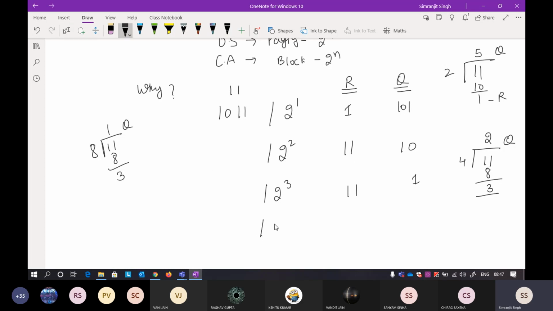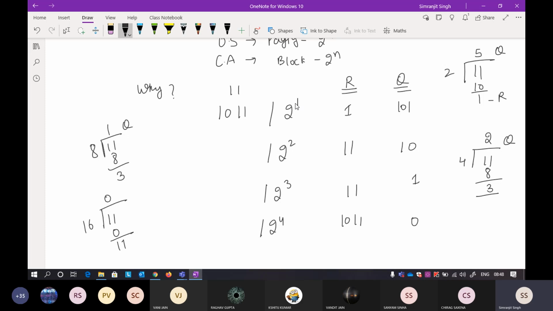Okay, so now if I divide it by 4, you should be starting to observe the pattern here. Just let me complete this one. 2 raised to power 4 is 16. So you can think of the quotient as 0, and the remainder will be 11. I can write the 11 as 1011, and the quotient here is 0.